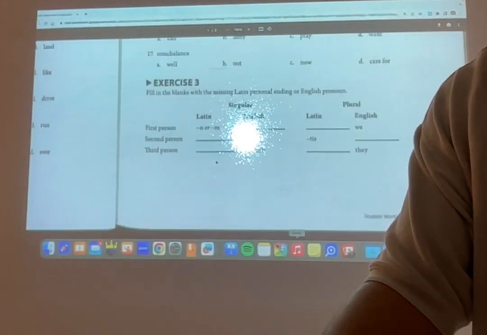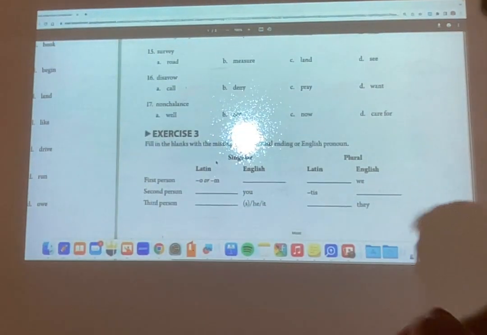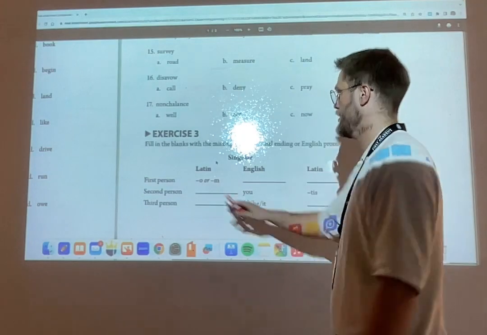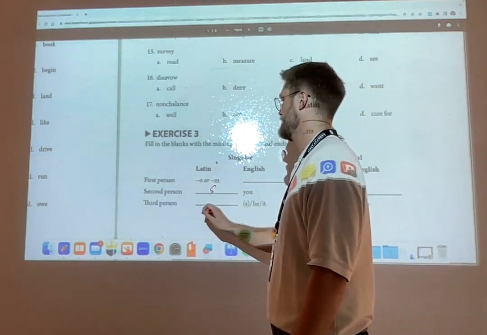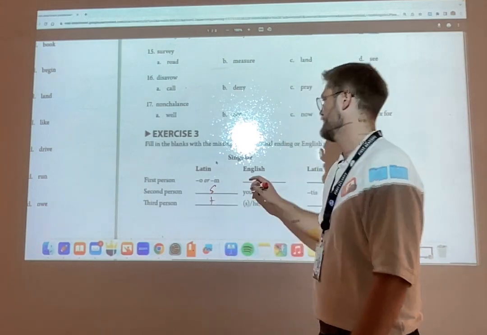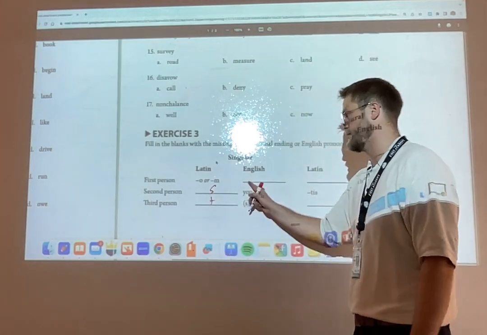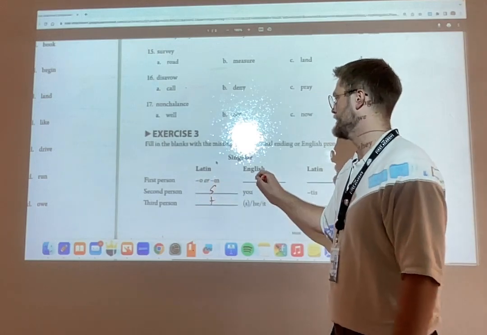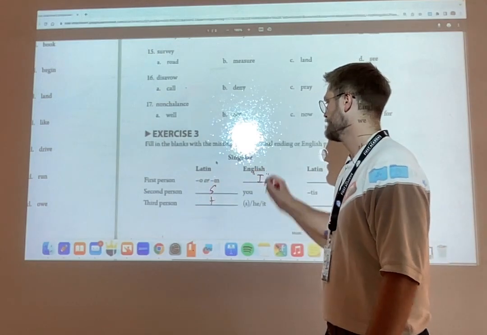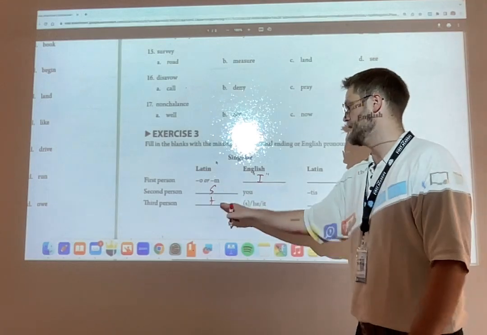Sorry, I know the glare is really bad. Let me put that in a place where you can see. All right. First person, O or M. All right, second person is going to be S, T. All right, so the English is right here. So don't put must right here. The English goes right here. O or M means I. S means you. T means he, she, it.